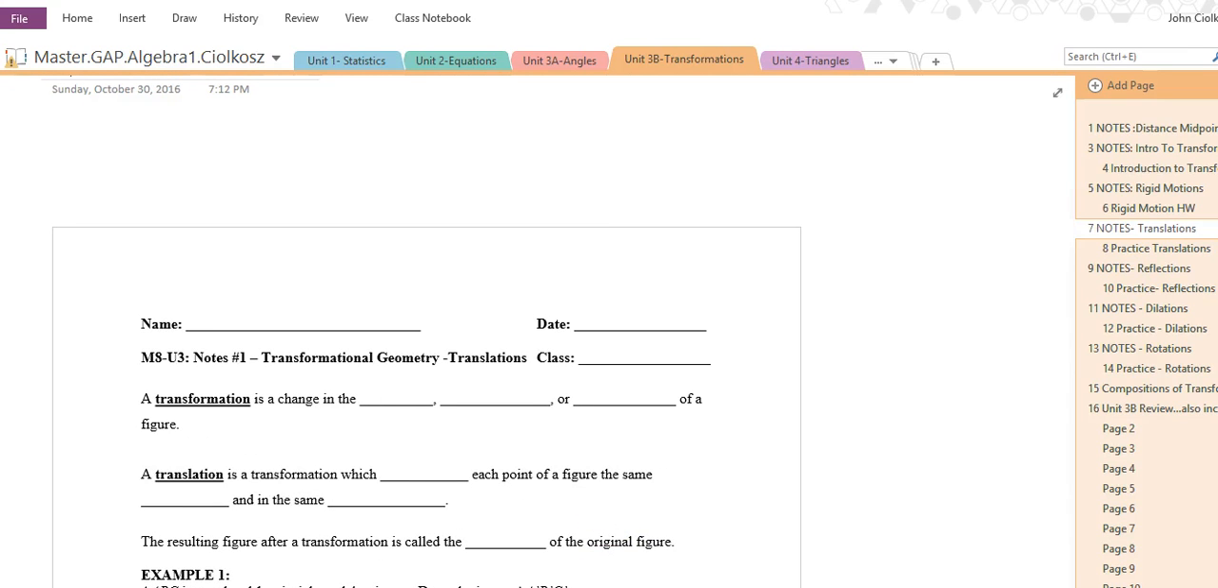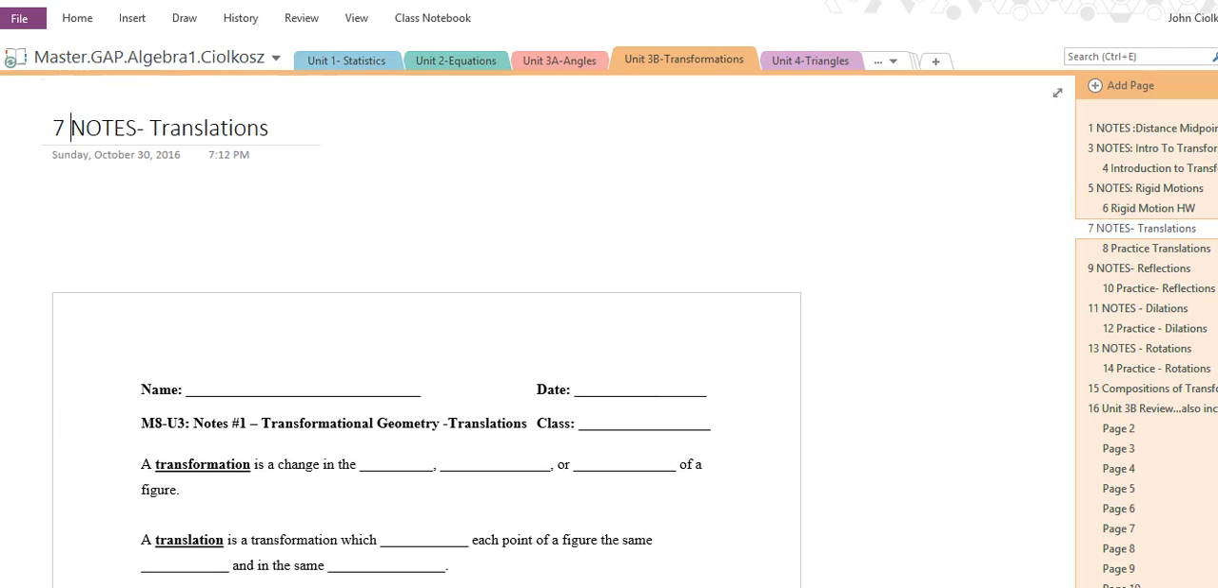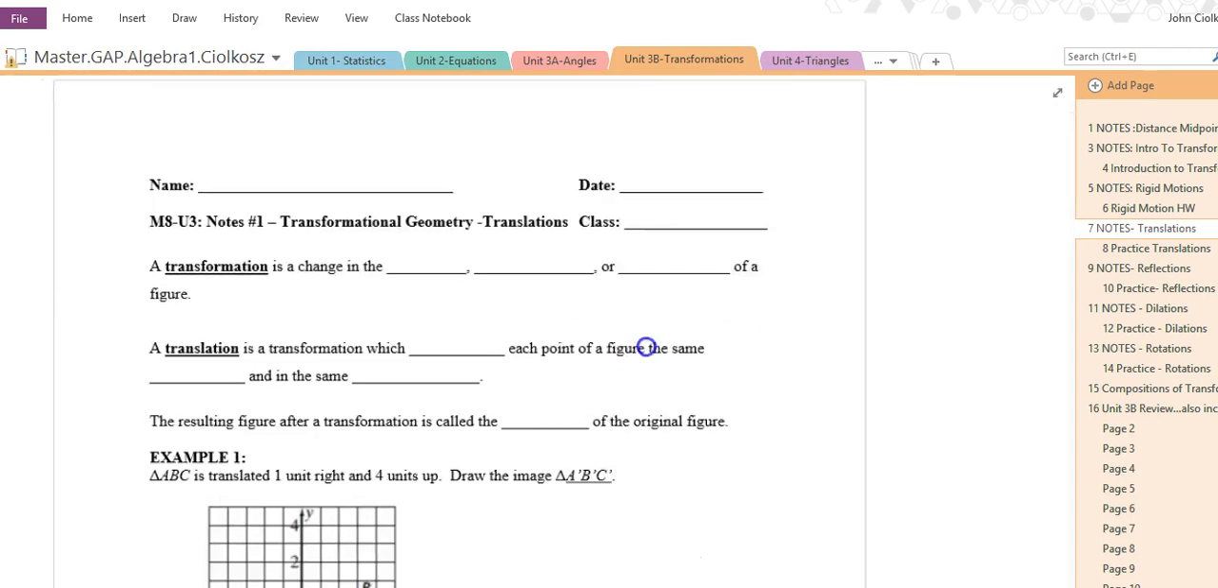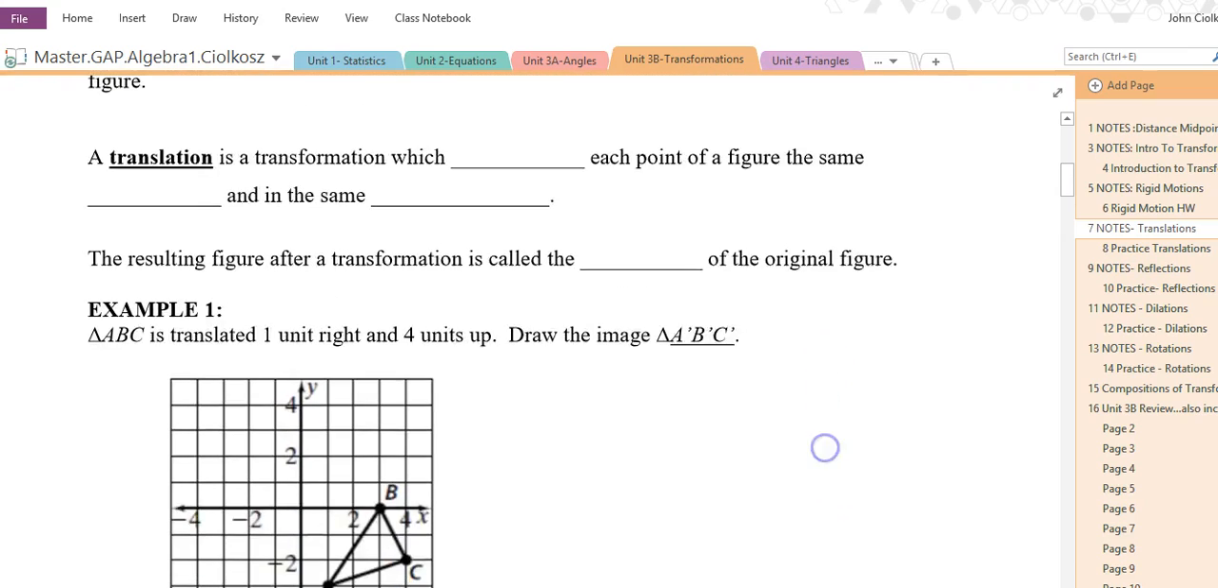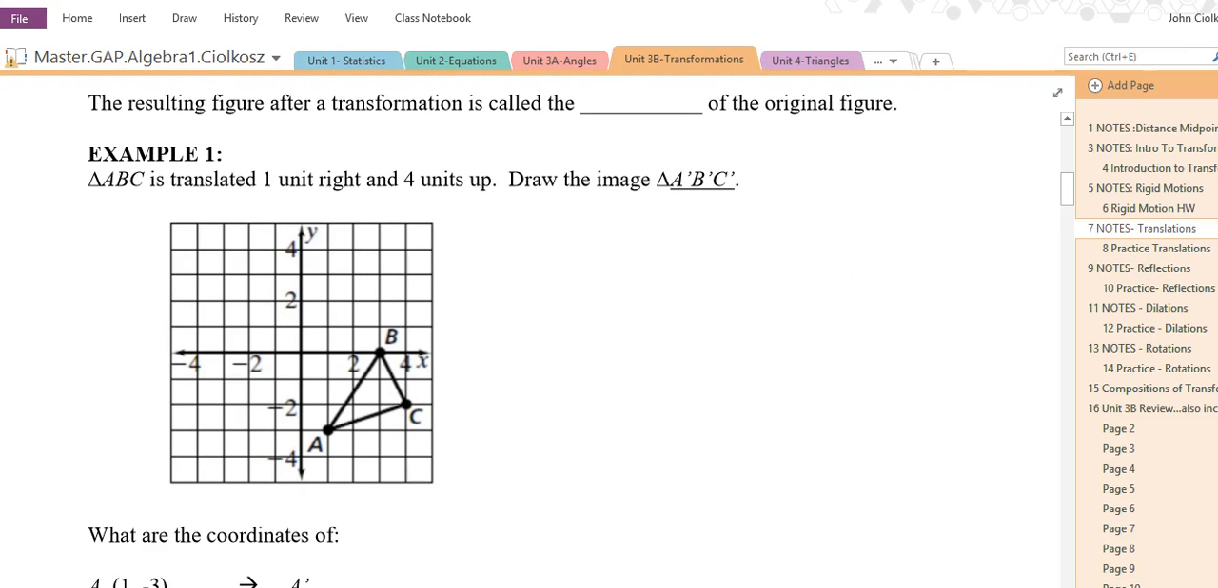Alright, so we're on number 7 for our notes. This is going to deal with translations. So essentially, our big one here, this is our slide, right? So this is where we're adding or subtracting to the y's and the x's. Okay, so I'm going to go right 1, up 4. Well, that means for every point x, y, I'm going to translate it. Right 1, that means I'm going to add 1. And then up 4, I'm going to add 4 to my y's too.